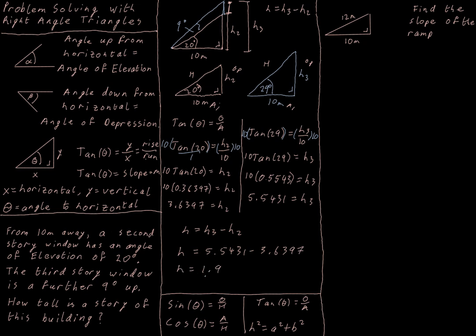In this case, it works out to about 1.9, and the units I am dealing with in this question are meters. So for my final answer, I'm definitely writing down meters. Next, find the slope of the ramp.